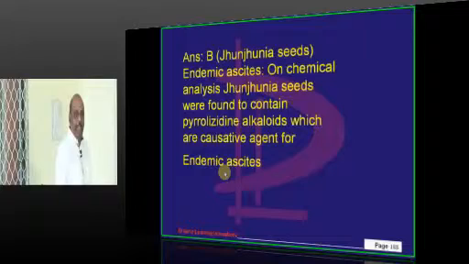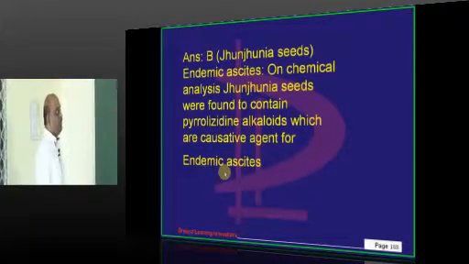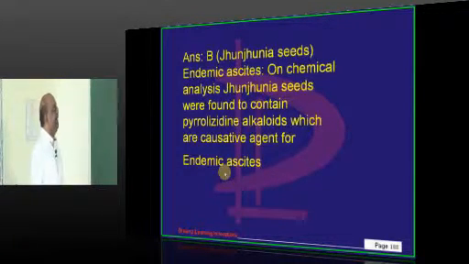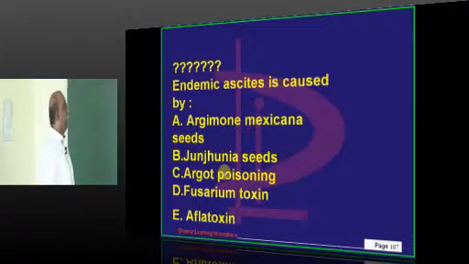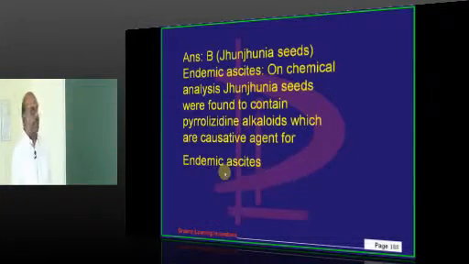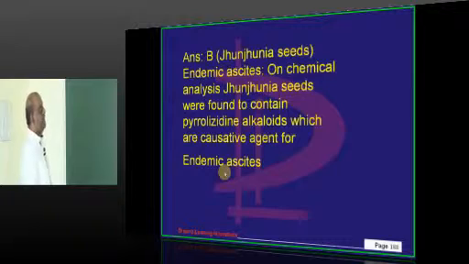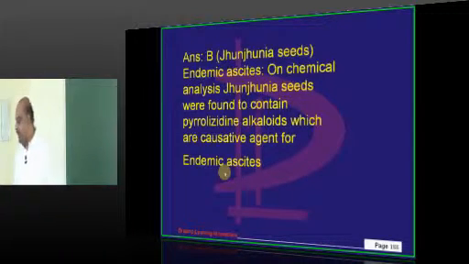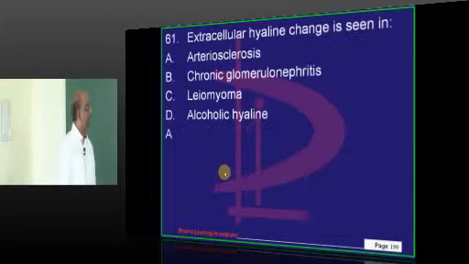So, B, doctor. Jhunjhunia seeds contain pyrrolizidine alkaloids, which are a causative agent of endemic ascites. All those who said A are clean bowled. Anuja gets the big clap.